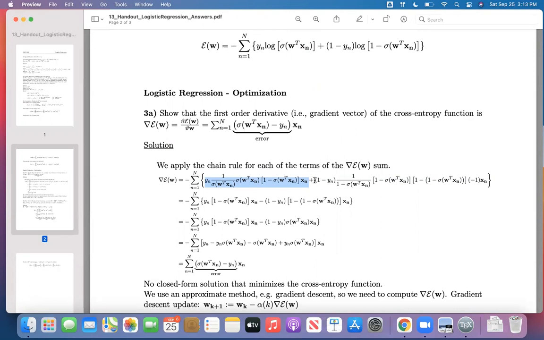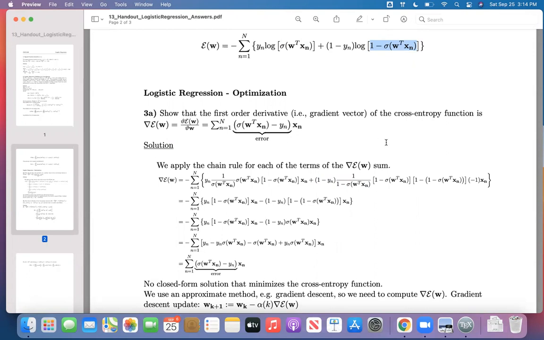So far, we have computed this first order derivative of the first term of the sum. Very similarly, we can compute the first order derivative of the second term. Again, 1 minus yn is just the multiplier here, does not depend on W, so it can stay the same. The derivative of the logarithm of this entire expression is 1 over whatever is inside the logarithm. Now we need to apply the chain rule to compute the first order derivative of this function here.